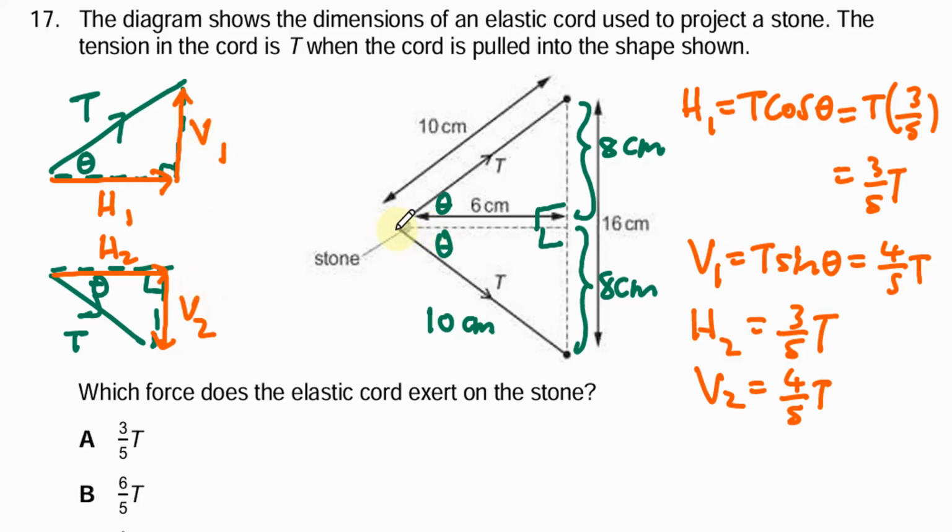To get the resultant of the tensions in the chord, we have to add the horizontal components because they go in the same direction. So then the net horizontal component will be 3/5 t plus 3/5 t, which is 6 over 5 t. And the answer then will be B.